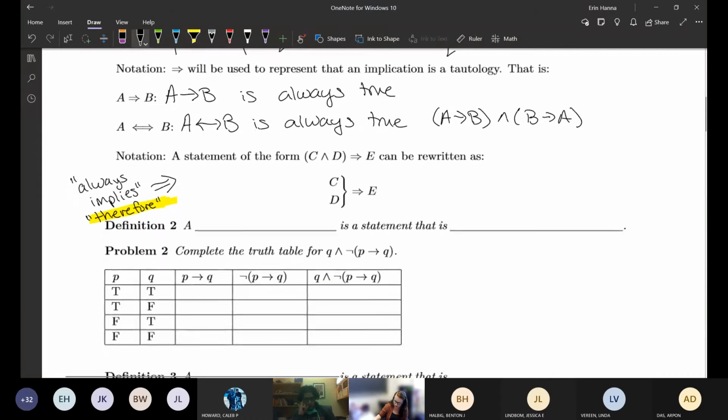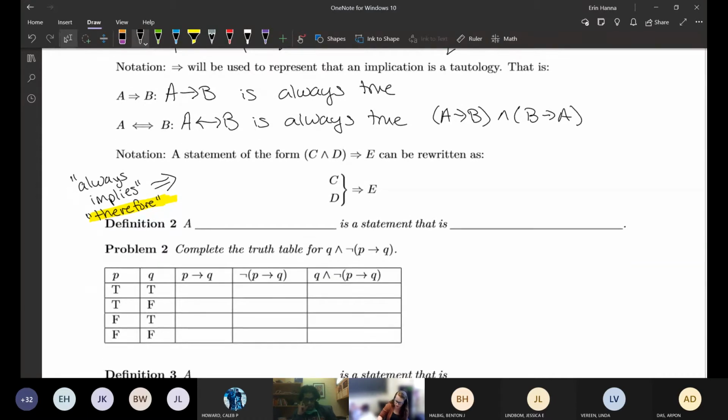So, shifting gears the tiniest bit back to the tautology-ish stuff. A contradiction, on the other hand, is a statement that's always false. That's not how you spell always. And I will slow down a little bit because I feel like I'm going a little too fast. I will take a drink of water. So a contradiction, something that comes out to be always false.